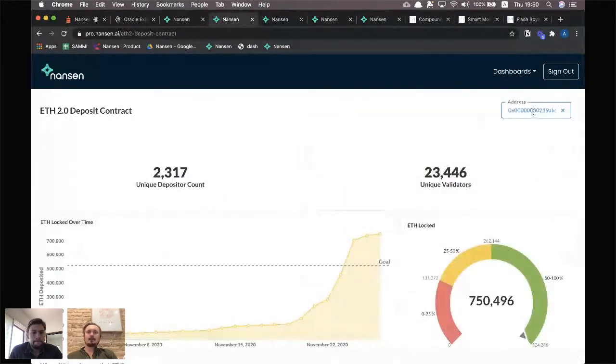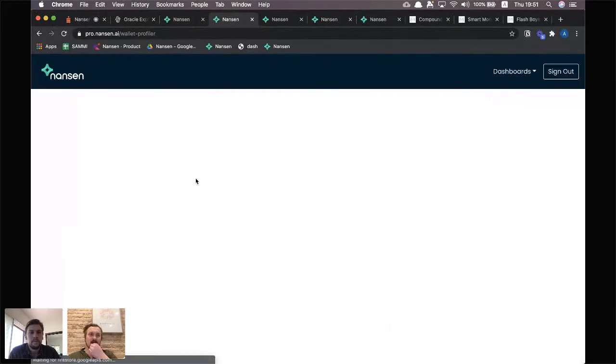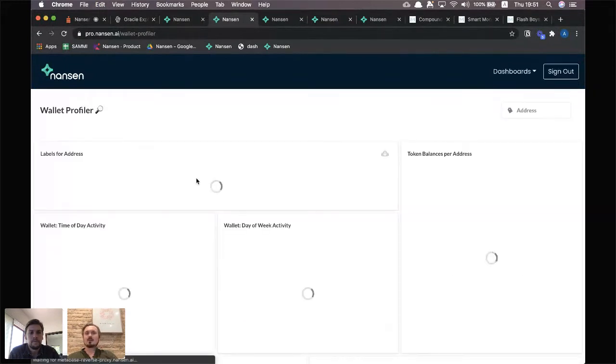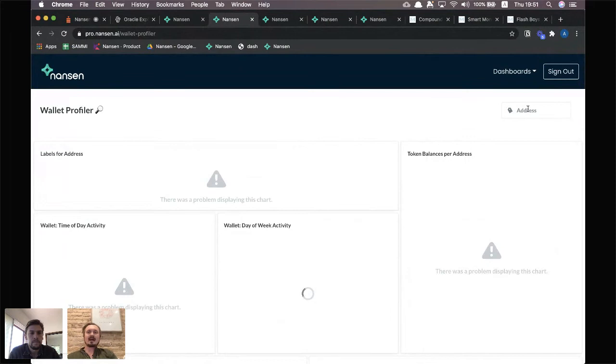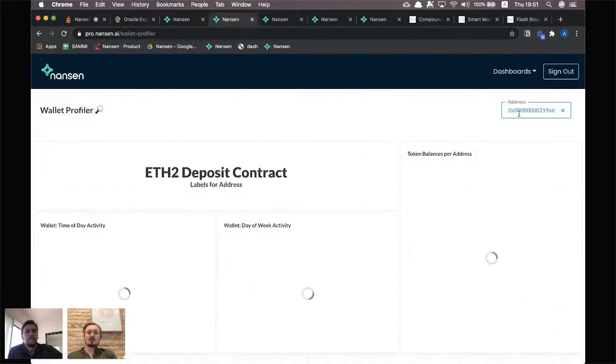So, before we made this dashboard, I was actually following along a bit on the contract, even with just using one of our existing dashboards, because you could also just look at Wallet Profiler, because this is probably the second most popular dashboard we have, and you could have just plugged in the contract address from the ETH2 deposit contract, and you actually get a lot of stats from that.